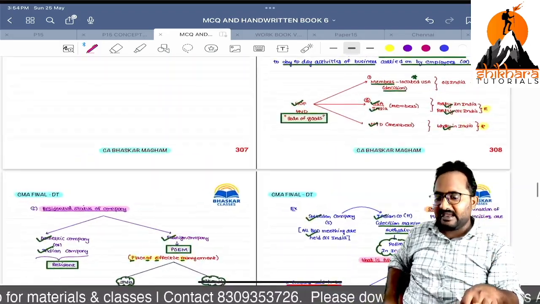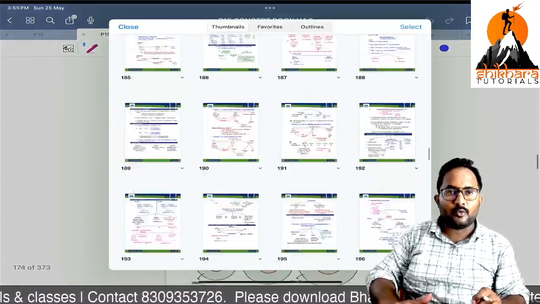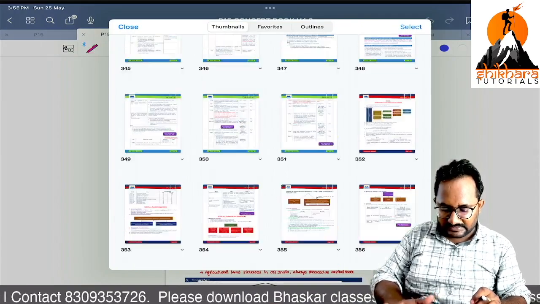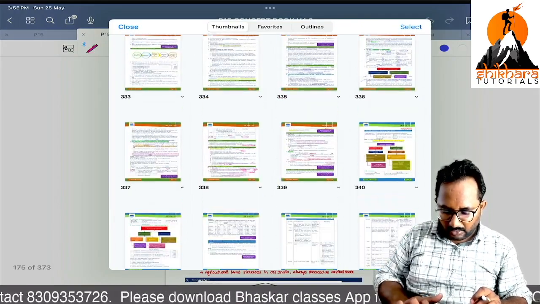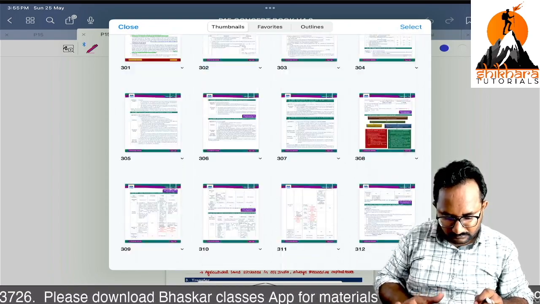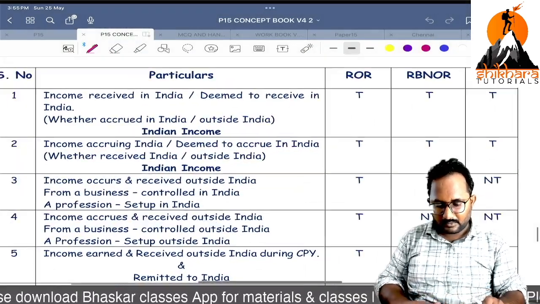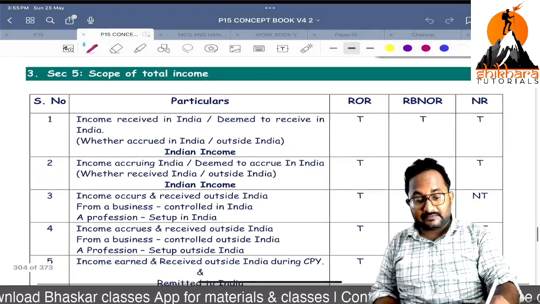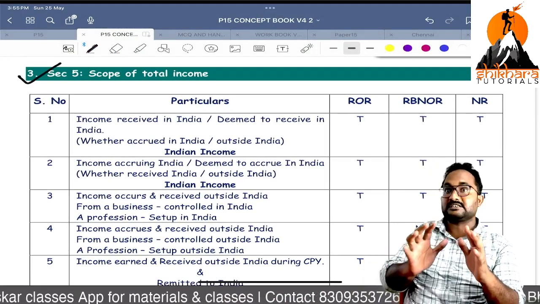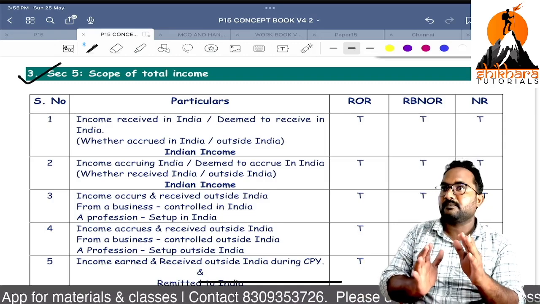Next, based on residential status, we need to know the scope of total income under Section 5. I will discuss it from the concept book. Just have a look at it, it is not required. Please check the screen. No need to refer to anything. I think you know these questions very well. Section 5, in residential status, you know these questions very well. In the final level also, we can get this type of question, remember.